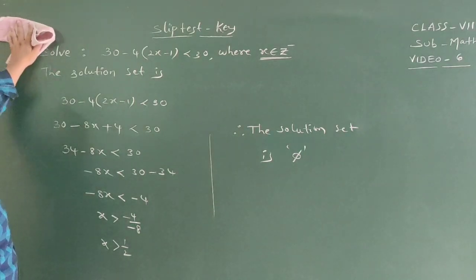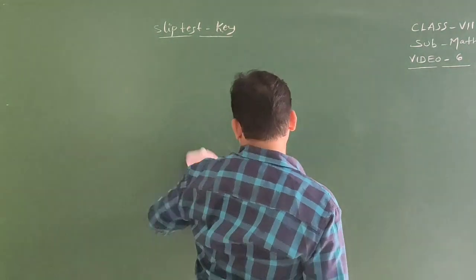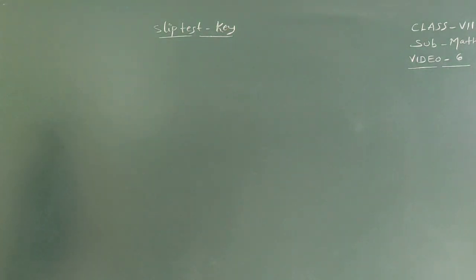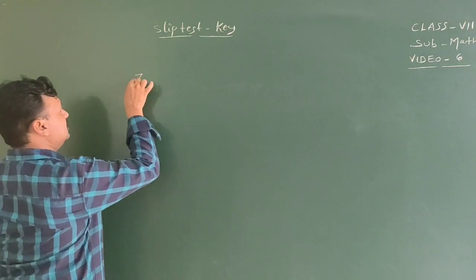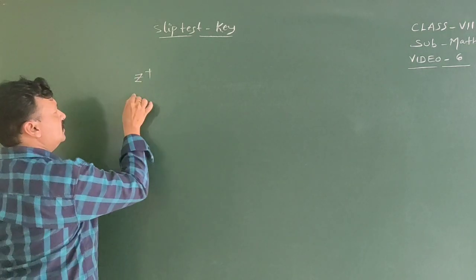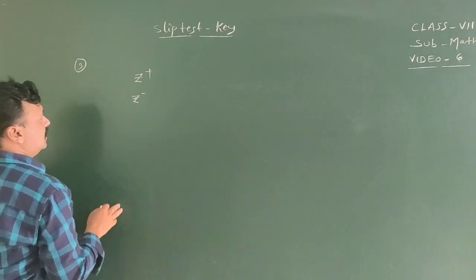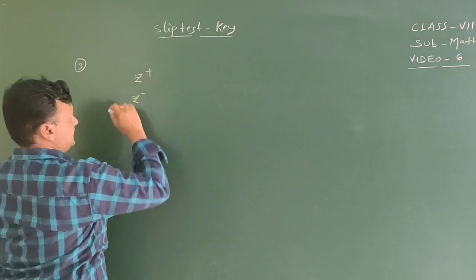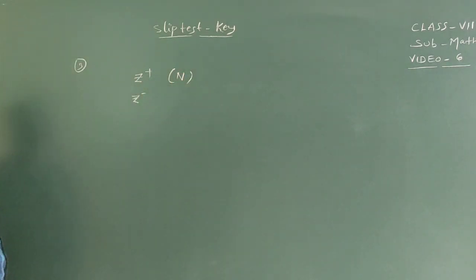Next, third question. Which of the following denotes the set of all positive integers? All positive integers are denoted with Z plus. All negative integers, Z minus. Third one is positive integers, Z plus, or N also we can say. Here N is not given, that's why Z plus.